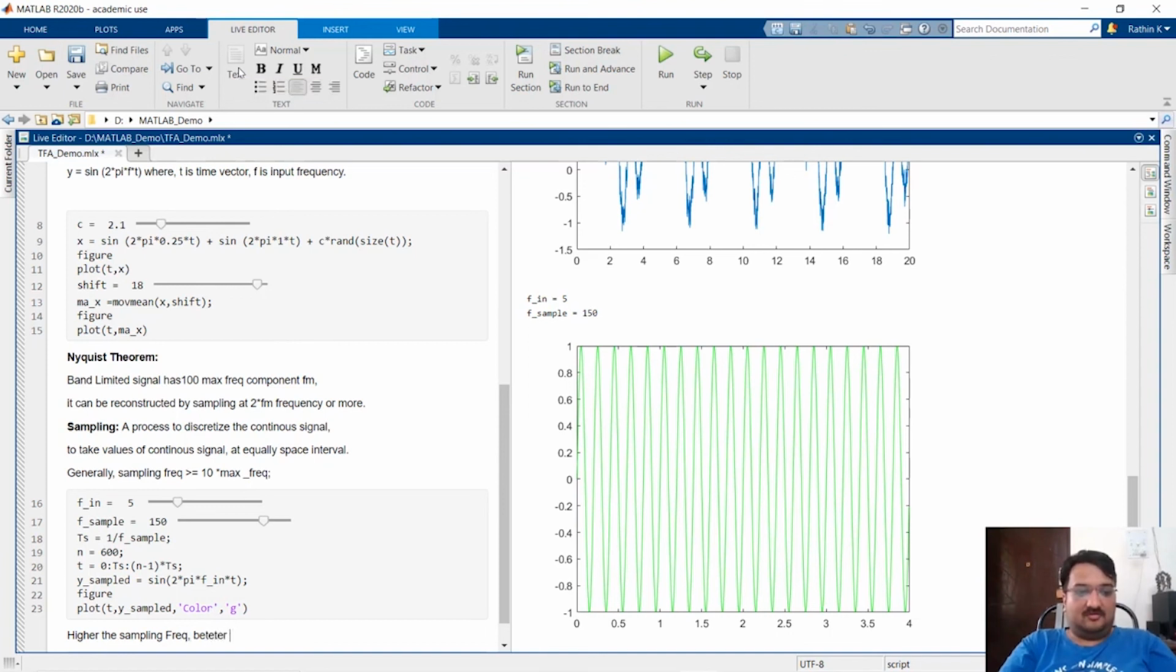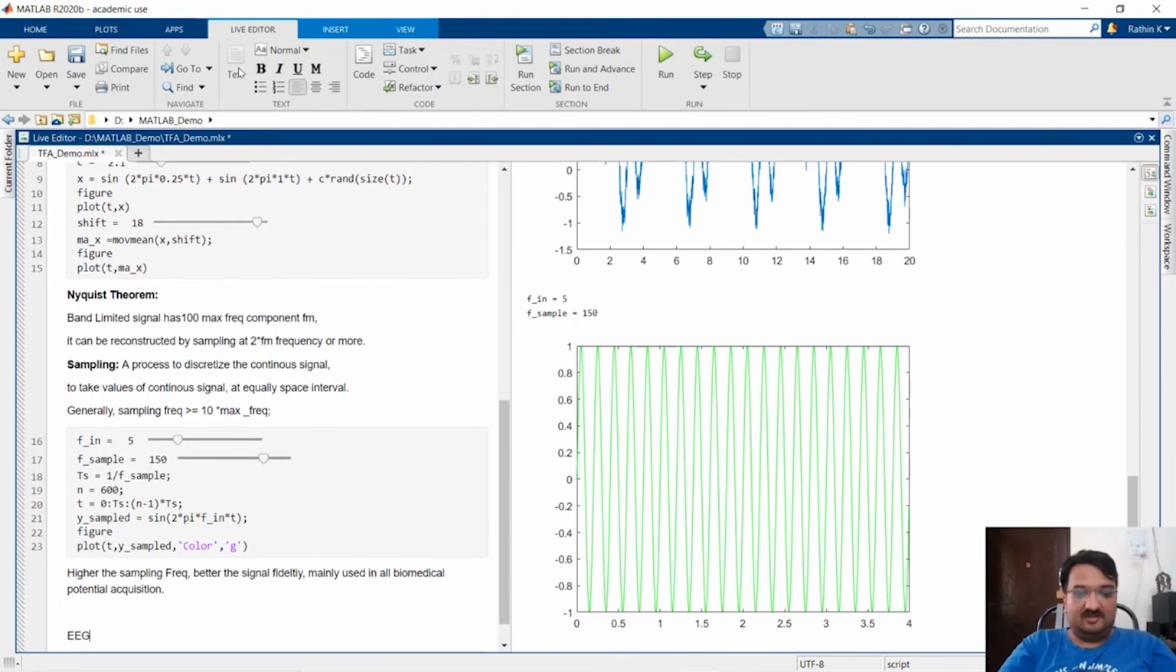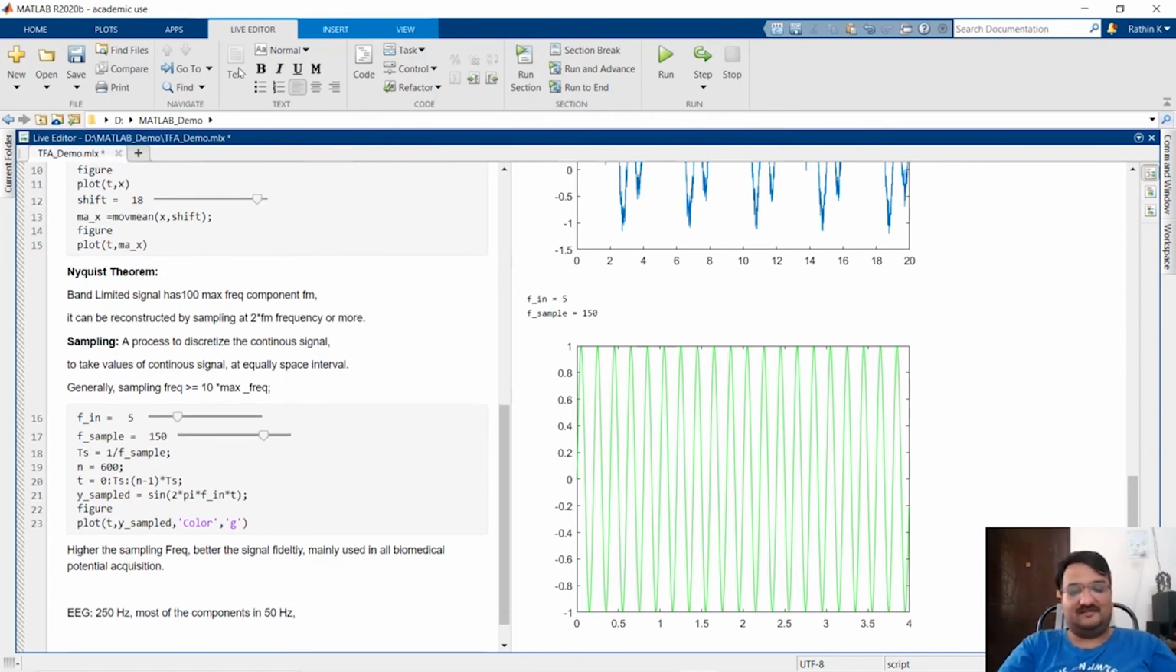the better the signal fidelity. This is mainly used in all biomedical potential acquisition. For EEG, generally 250 Hz is fine because most of the components lie within 50 hertz, and if you want even further components, you can increase the frequency.